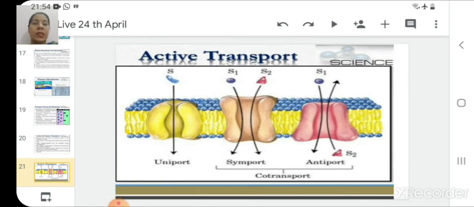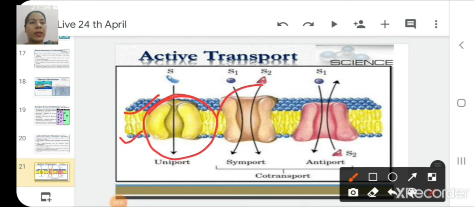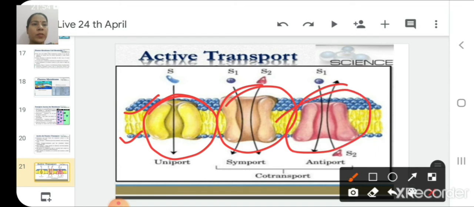So this is a diagram which is showing active transport here, and you can again see two lipid layers, the first lipid layer and the second lipid layer, and in between those lipid layers there are big protein molecules which are your transport proteins or carrier protein molecules. These are big protein molecules.